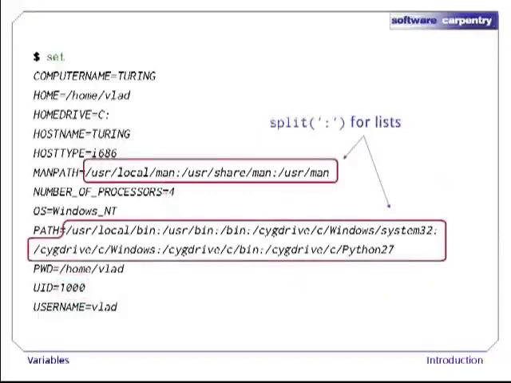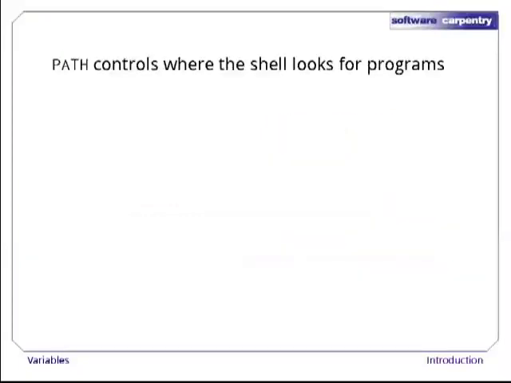Some variables store lists of values. Here, the convention is to use a colon as a separator. If a program wants the individual elements of such a list, it's the program's responsibility to split the variable's string value into pieces. Let's have a closer look at one of the most important of those list-valued variables, PATH. Its value defines the shell's search path, i.e., the directories that the shell looks in for runnable programs.